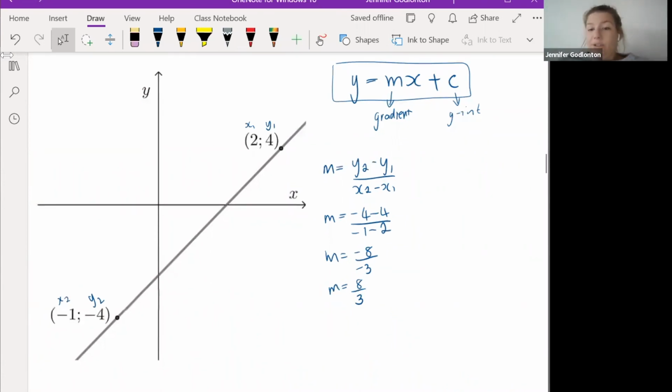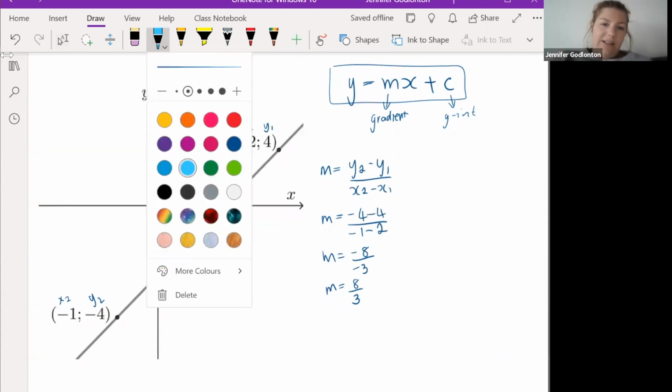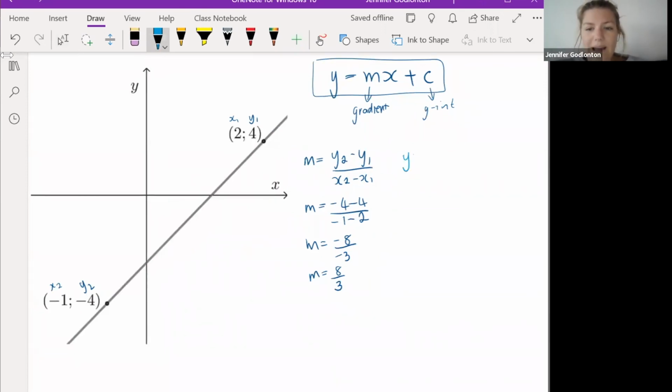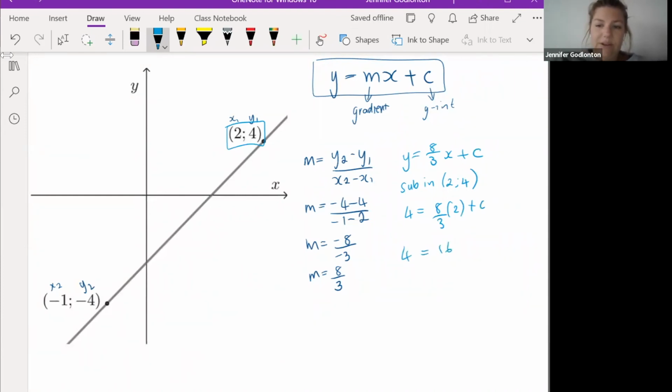We're going to do exactly the same thing we did last time. We're just going to put it into this equation with the fraction. So y is equal to 8/3x plus c. You can substitute either one of these points in. I'm going to substitute in the 2 and the 4. So my y value is 4, my x value is 2, plus c. So 4 is equal to 16/3 plus c.